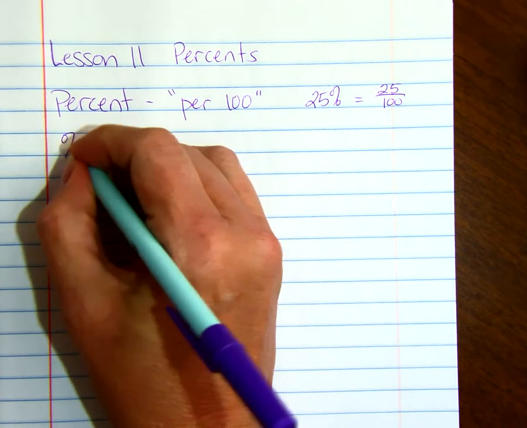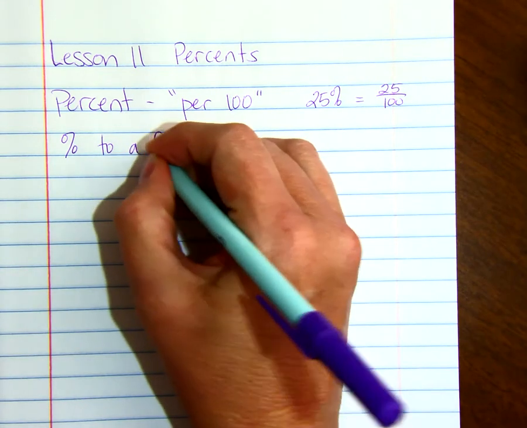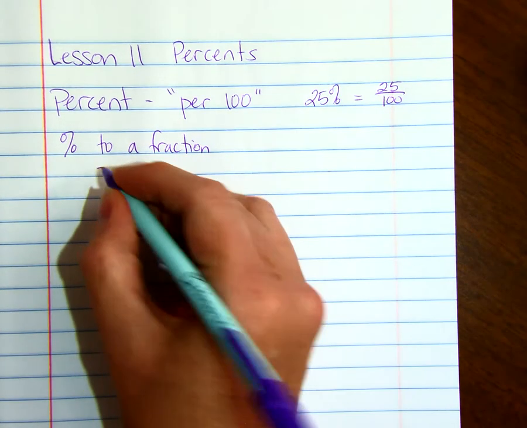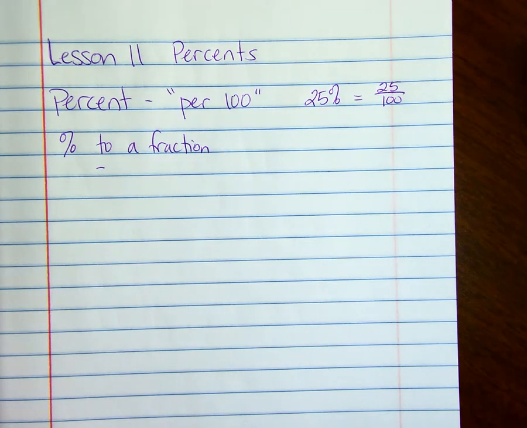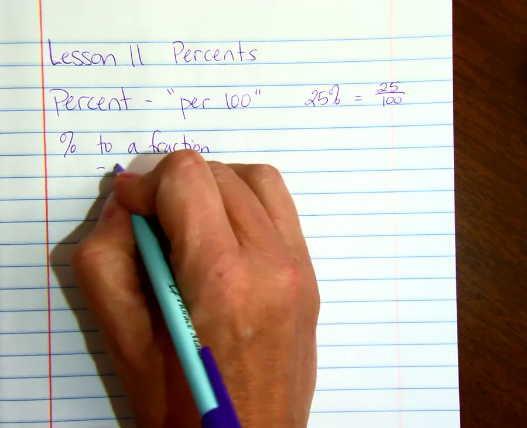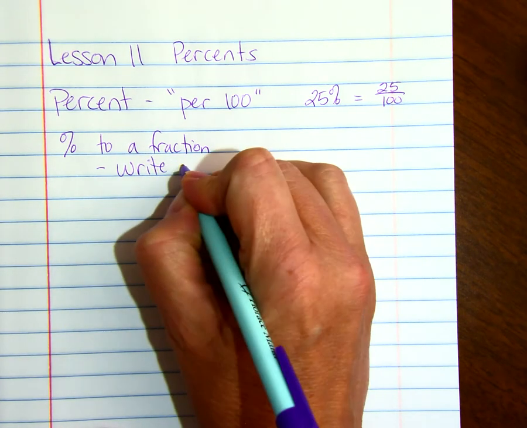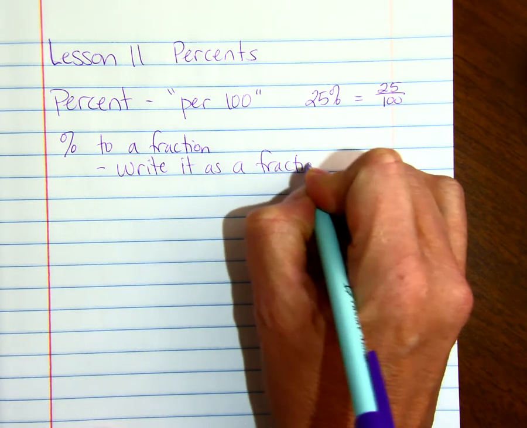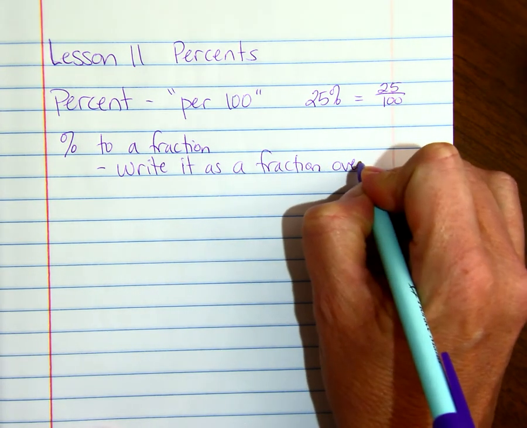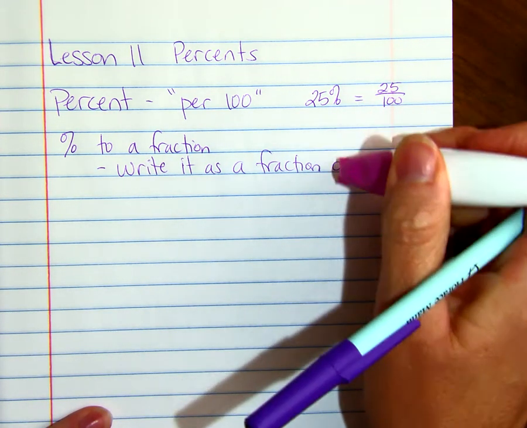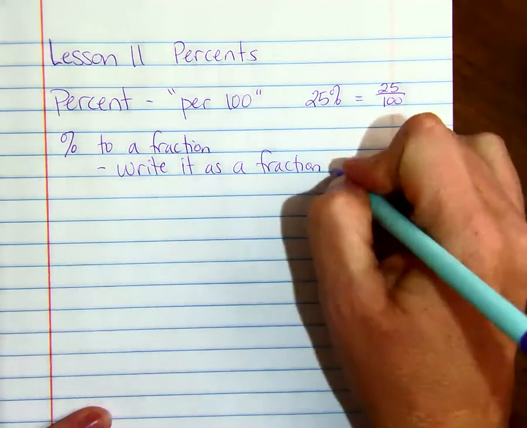So if we want to change a percent to a fraction, we just write it as a fraction with 100 as a denominator and then reduce. I wanted to put with 100 as a denominator, not over.